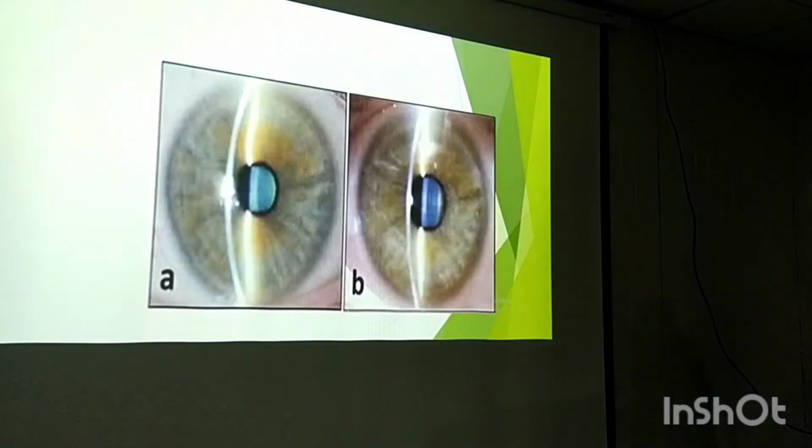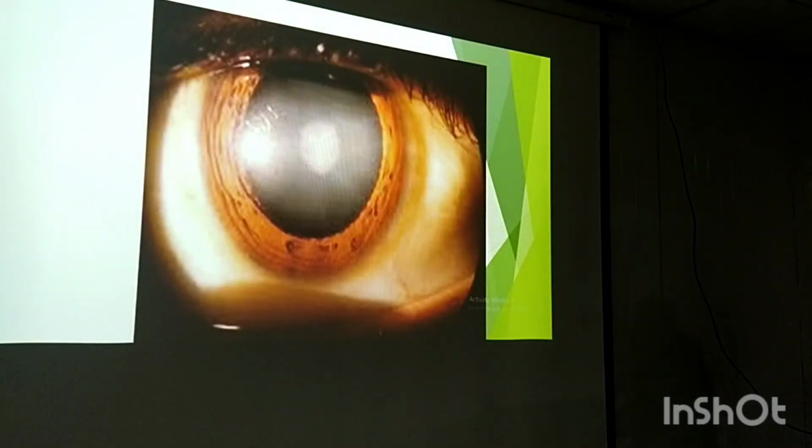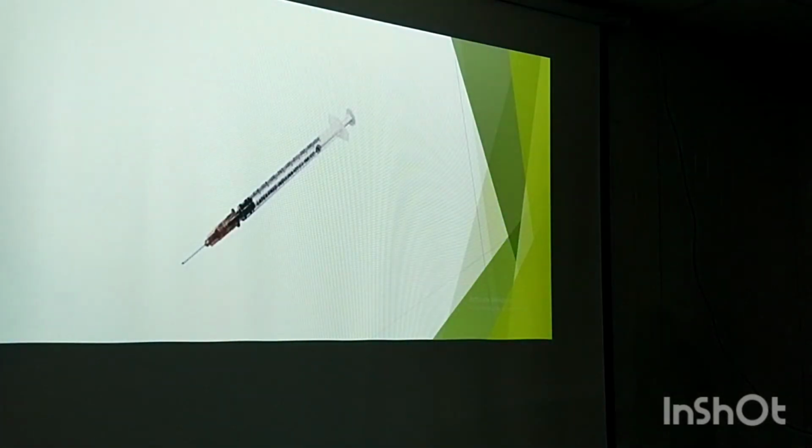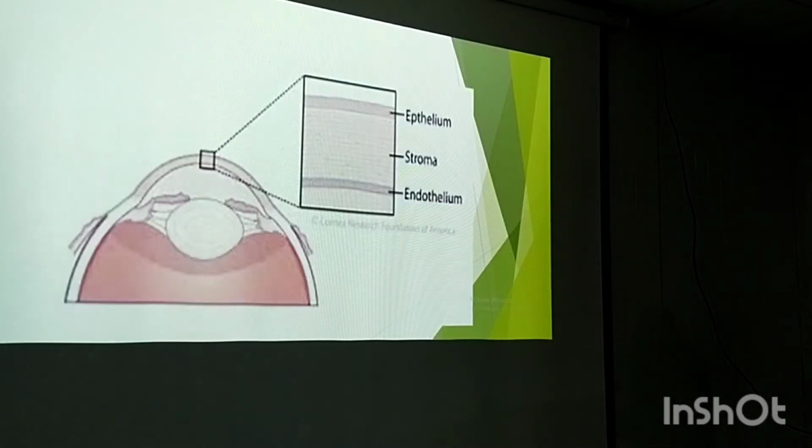Subconjunctival hemorrhage, again the same picture, slit. For dilated fundus examination, we use tropicamide to dilate the pupil. Dilated fundus examination is very important. Again, to remove this foreign body, we have the same alkane.